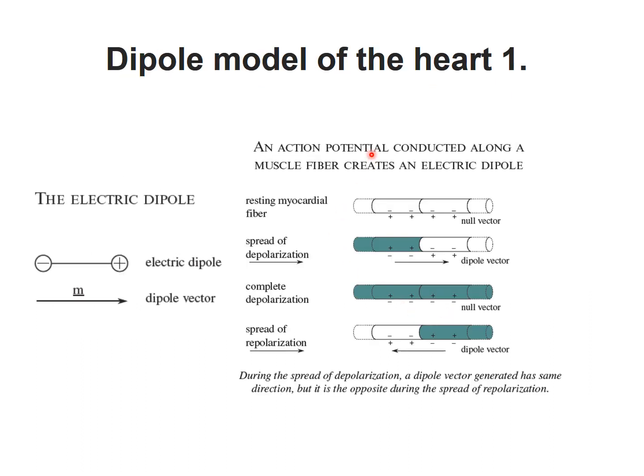The dipole model of the heart. The muscle cells are attached to each other. Inside they have more negativity. The membrane potential of the muscle cells is around minus 90 millivolts at rest. When we depolarize a resting cell, the fast sodium channels open up and sodium flows in. Immediately, in this depolarized area, the outside becomes more negative compared to the cells that are not depolarized yet.